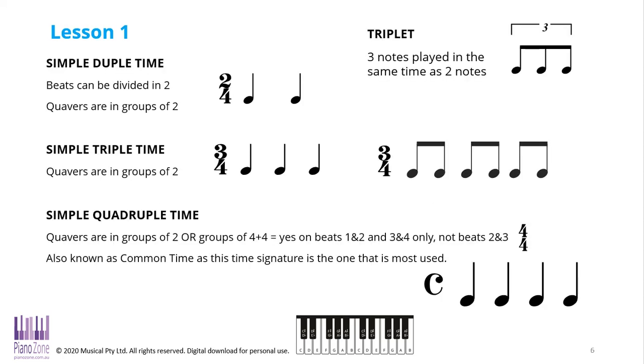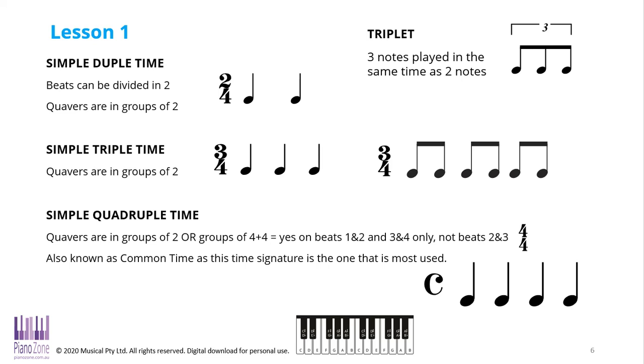The most common time signatures that we work with are ones that have a 4 on the bottom. The 4 on the bottom tells us that we're using quarter notes, or a crotchet equals 1 count. The top number tells us how many of them there are. Simple duple time is 2/4 time, which means 2 crotchets or quarter notes in every bar. Simple triple time is 3 crotchets or quarter notes in every bar.